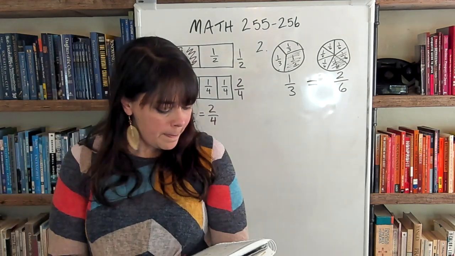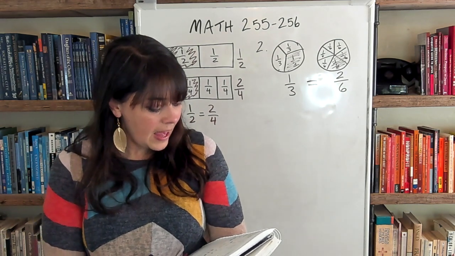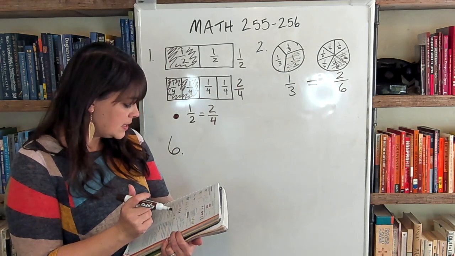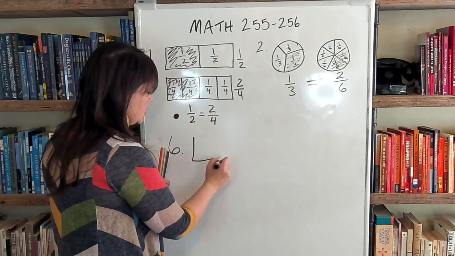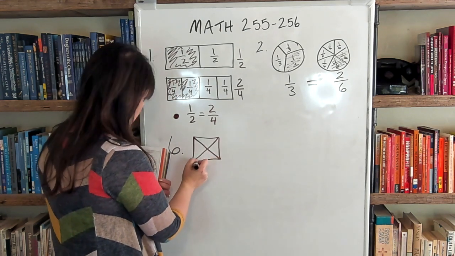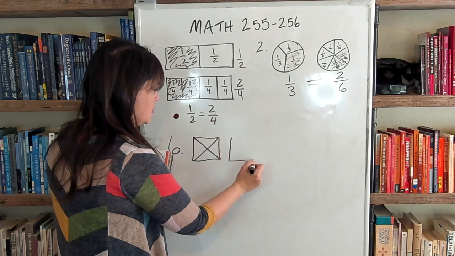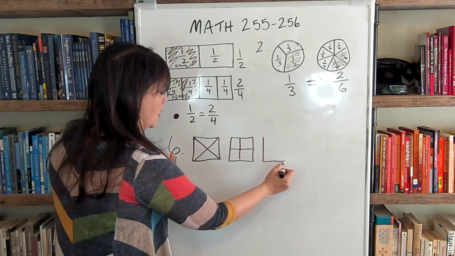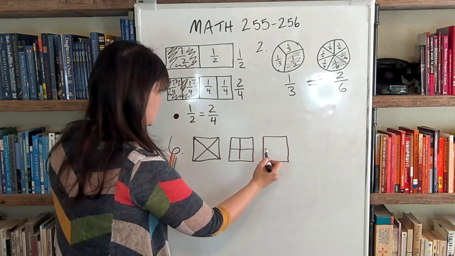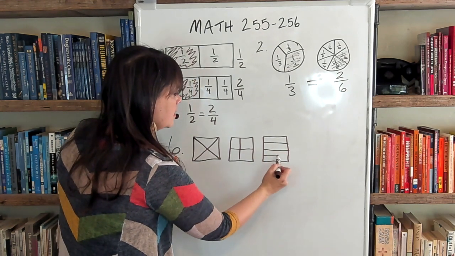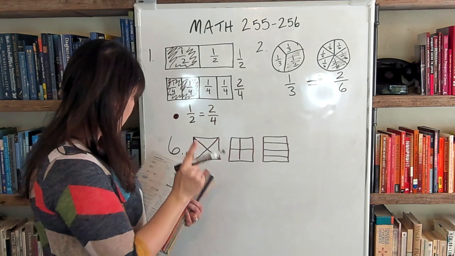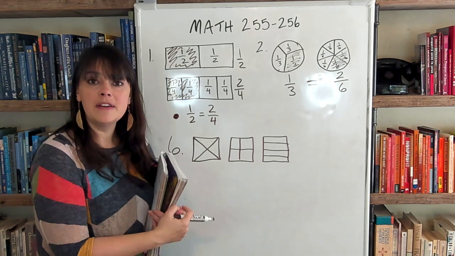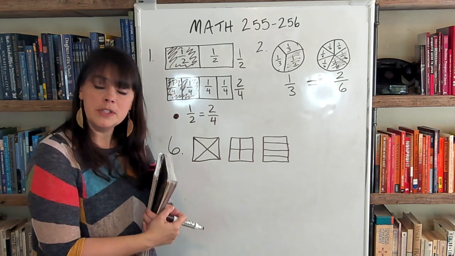Number 6 says, Mom made 3 sandwiches the same size and gave Ava 1 part of each. Did Ava get exactly the same amount of each sandwich? All right, well, let's look at the sandwiches. One sandwich is partitioned into fourths like this. One is partitioned into fourths like this. And one is partitioned into fourths like this. And Ava's mom gave her 1 part of each. Does she get exactly the same amount of each sandwich? Yes or no? What do you think?